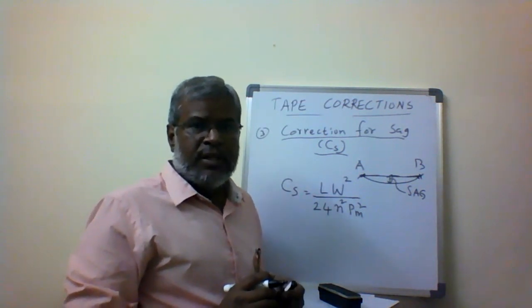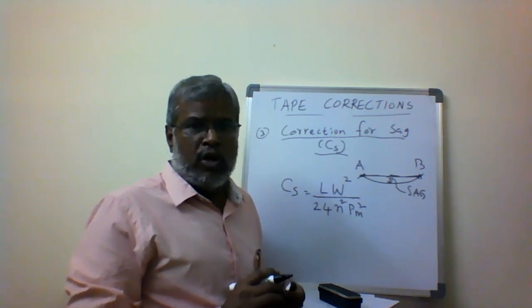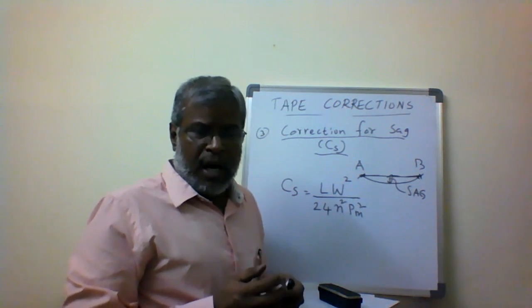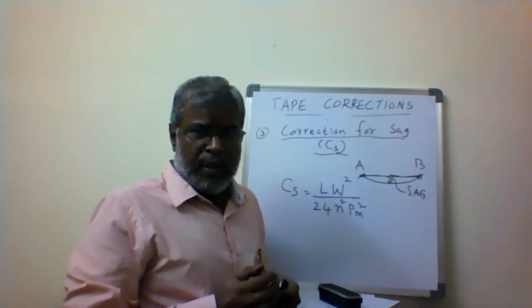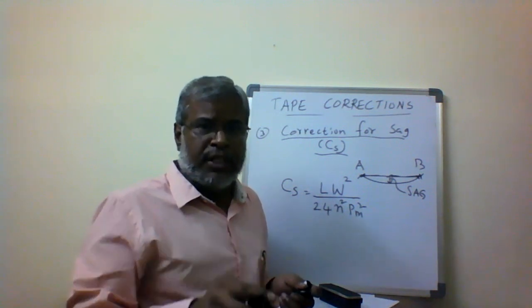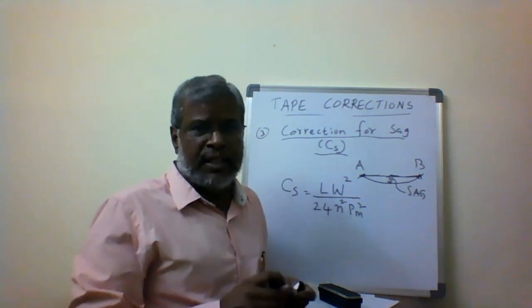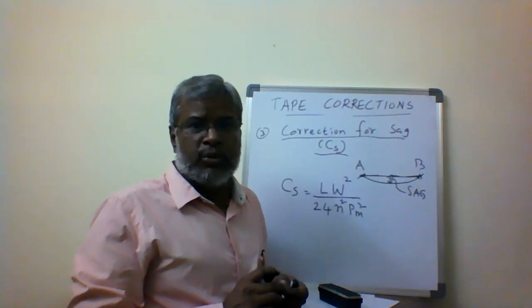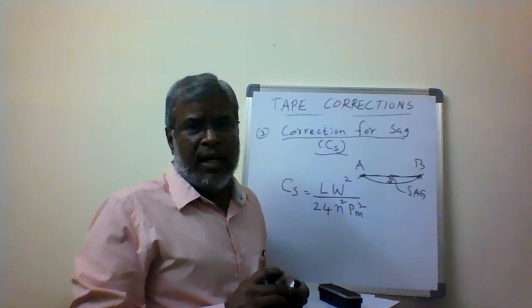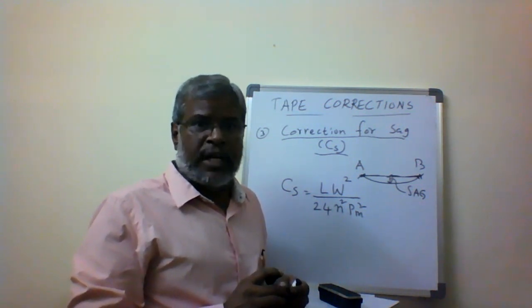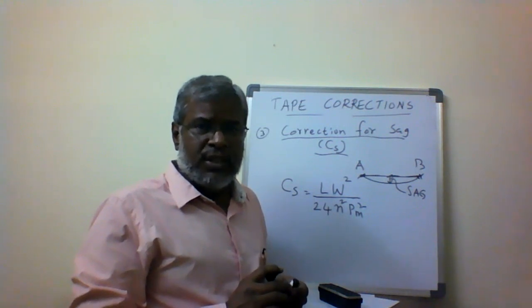These are the 3 standard tape corrections that are applied. If you find that the tape is erroneous, or the measurements taken by the tape are erroneous, then the corrections are applied: temperature correction, pull correction, and sag correction. The remaining corrections are very small, so we neglect them. The other corrections are the slope as well as the standard length. Slope and standard length are neglected. So these 3 are applied.